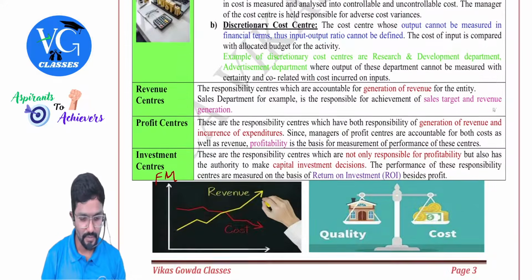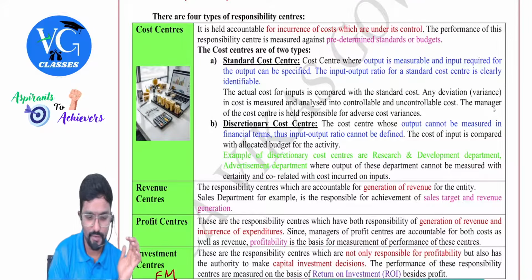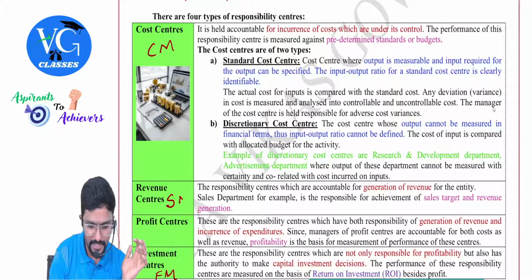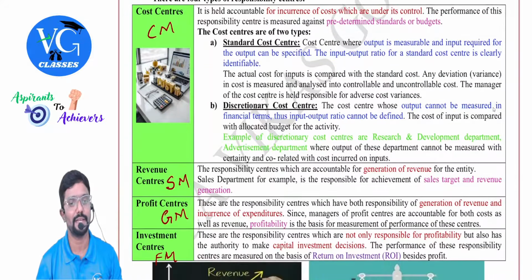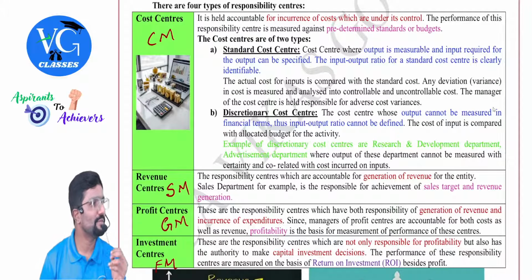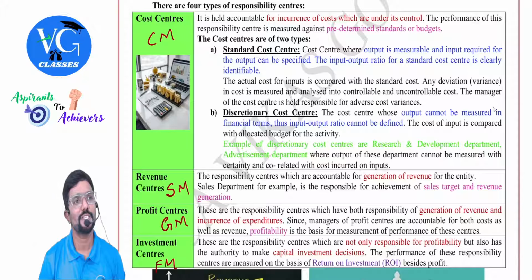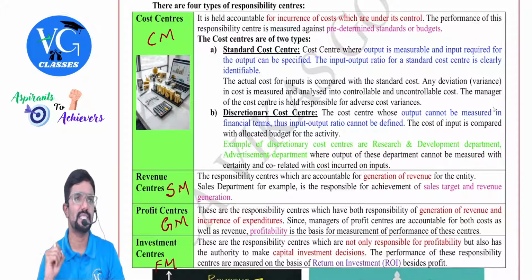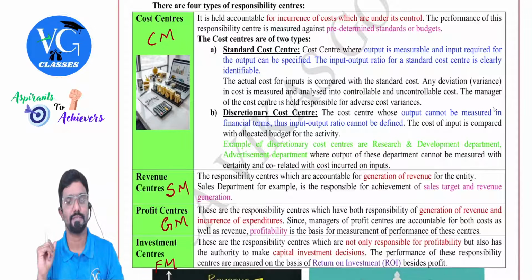Yes, sir. If you want, you can also make a note of it. Who is in charge of each of these? This is like the cost manager. This is like the sales manager. This guy is like the general manager. Last one is like the finance manager. Trupti, make a note of it. CM means cost manager. SM means sales manager. GM means general manager or just a manager. Last one is finance manager.